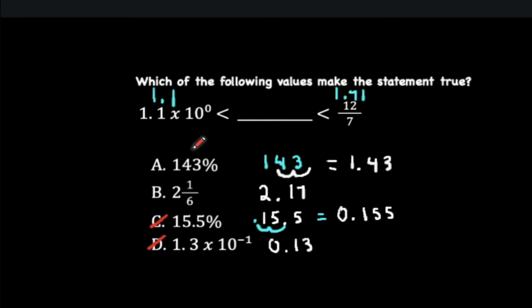All right, so I'm taking a look at A, and we have 1.43. 1.1 is less than 1.43. 1.43 is less than 1.71. So that's a choice right here. And then what about B? 2.17. 1.1 is less than 2.17, but 2.17 is not less than 1.71. So we can eliminate answer choice B. So our correct answer is A. Okay. All right, so let's go ahead and move right along.